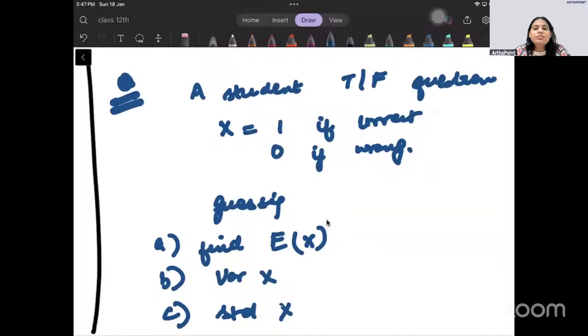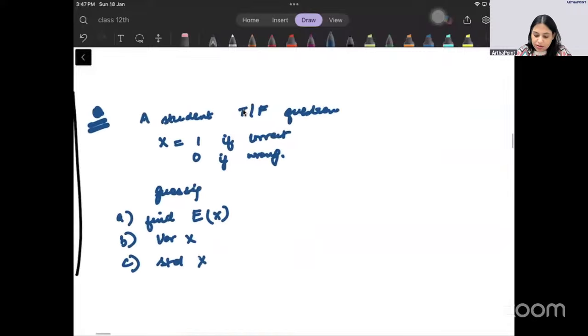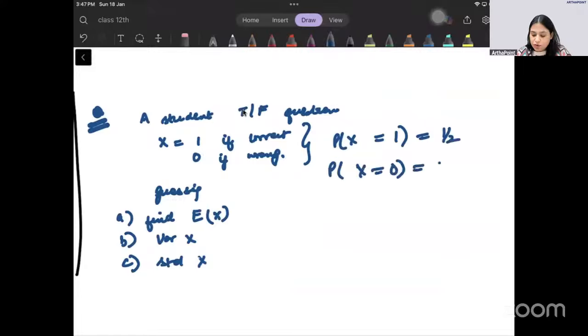तो basically अगर वो बोले by guessing, so in guessing what do you have to go ahead and do? In guessing you have to simply assume that the probability will be 1. The probability of x equal to 1 will be half, and probability x equal to 0 will also be half. Equal probability होगा. ठीक है.